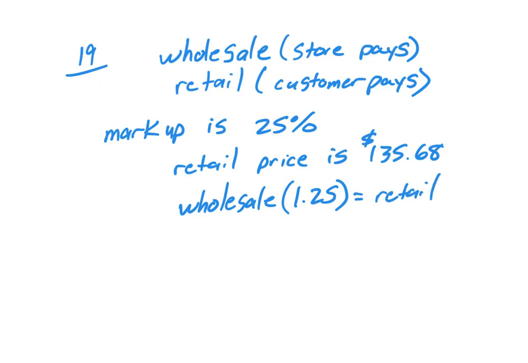And we know that, right? So this is going to go in right here, 135.68. I don't know the wholesale price, so I'm going to call that X. So we talked about a lot of stuff, but is this equation very hard to solve now? What would I do to get X by itself? Yeah, just divide. So 135.68 divided by 1.25.